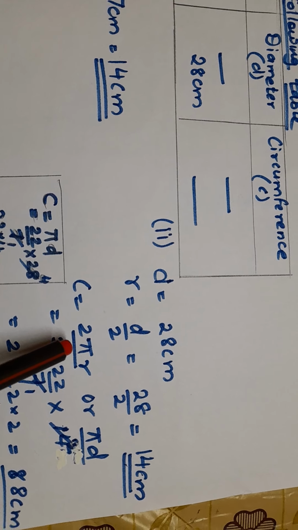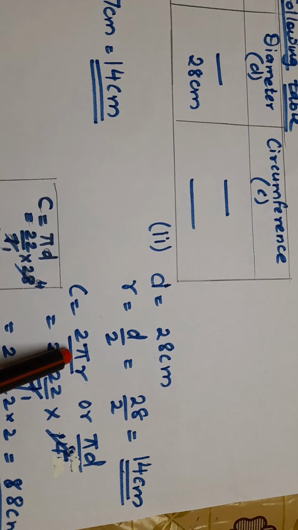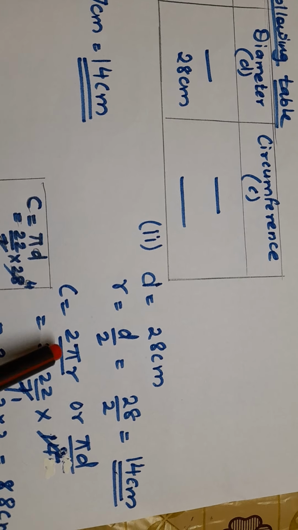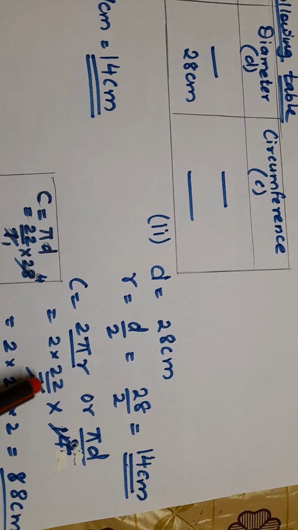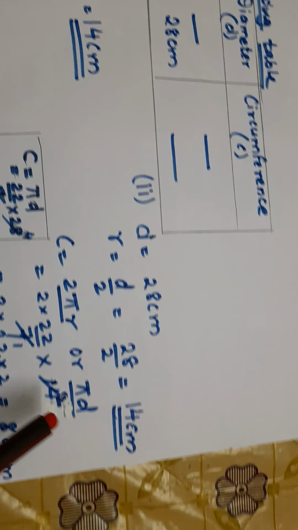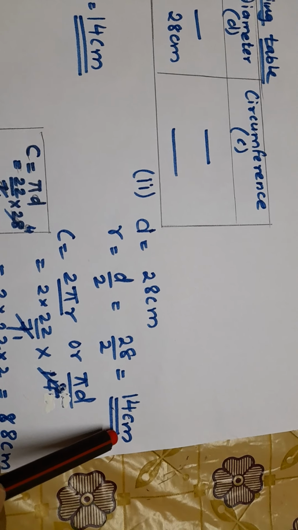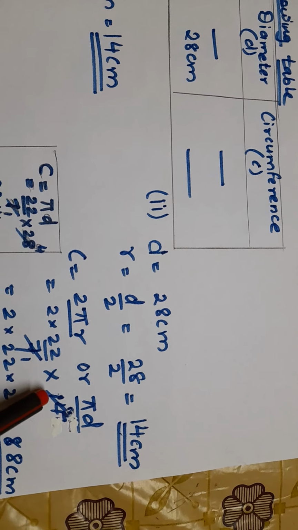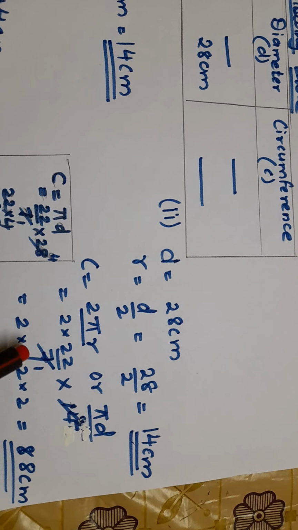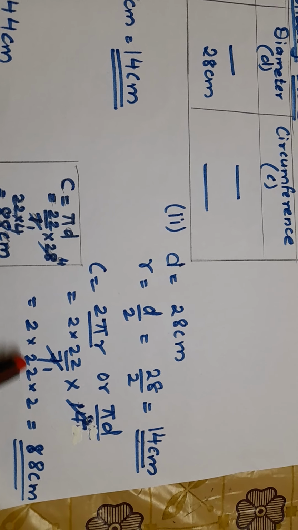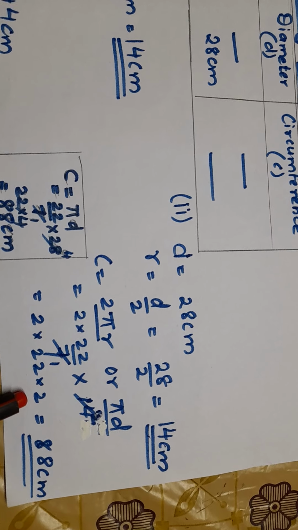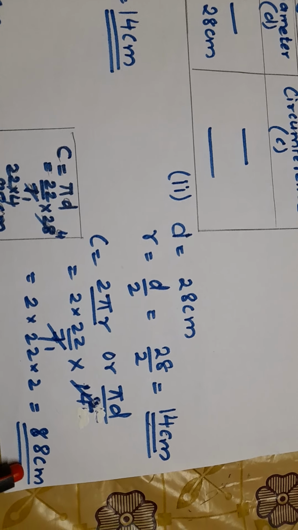The first one, if you take this formula 2 pi r, where you are going to take the radius, so the formula will be 2 pi r, 2 into 22 upon 7 into r. Radius is 14. Just now we have got the answer 14. So 2 into 22 upon 7 into 14. 7 ones are 7, 7 twos are 14. So what is left with us is 2 into 22 into 2. So if you multiply all this, 2 into 22 is 44 and 44 into 2 is 88. So the answer is 88 centimeter.